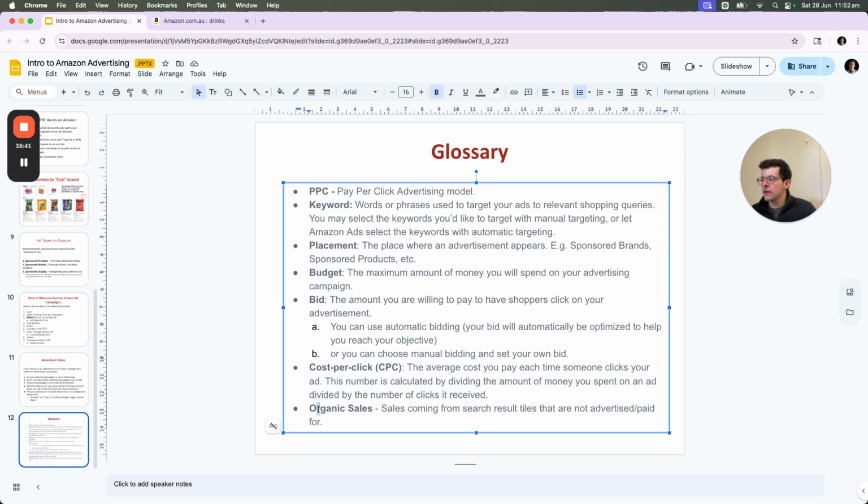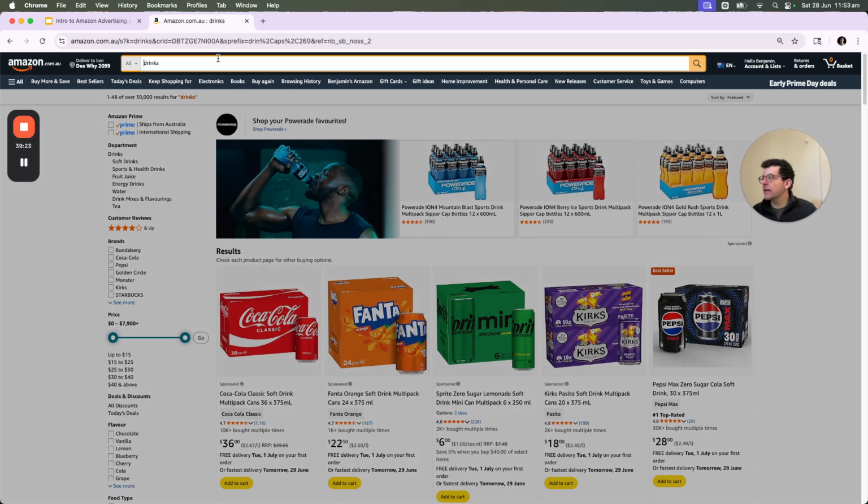And then lastly, organic sales. This is sales coming from search result tiles that are not advertised, that are not paid for. You'll have the opportunity to track this closely. You'll be tracking your organic sales, and you'll be tracking your advertised sales. How many sales are coming from the advertised placements? How many sales are coming from your organic placements? So it's going to be important to know what this organic term means. I'll recap it again.